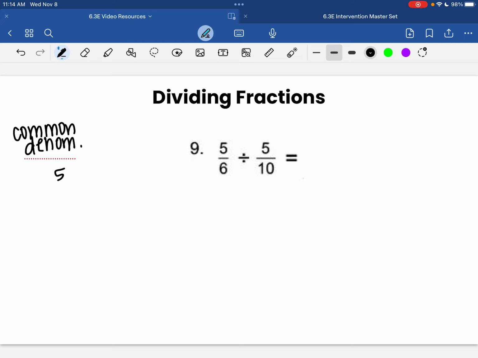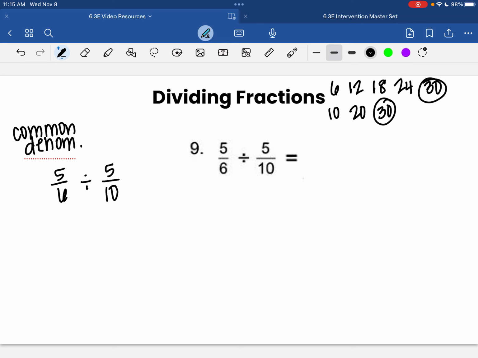So I have 5/6 divided by 5/10. I see that 6 and 10 are not the same denominator. And so I'm just going to list out multiples of each number. So I have 6, 12, 18, 24, and 30, which I'm going to stop at because I know 30 is a multiple of 10 as well. So 30 will be my least common multiple.